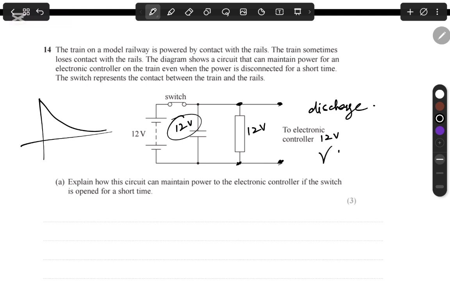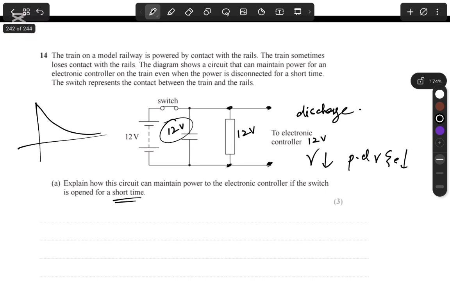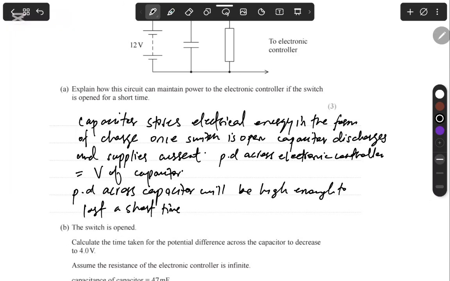So the voltage of the capacitor will decrease, so the potential difference across the resistor and the electronic controller will decrease. That's why it's going to last for a short amount of time, because the capacitor has enough voltage for a short amount of time. After that, it's going to discharge fully and have 0 volts, so it won't be able to maintain the power. That's kind of how we have to write the answer as well.